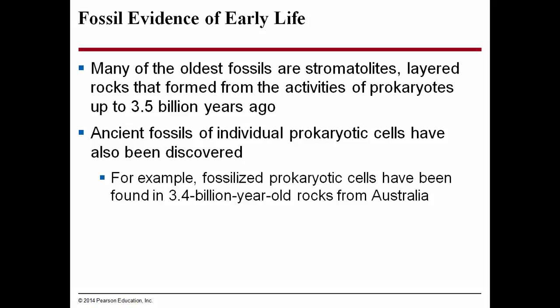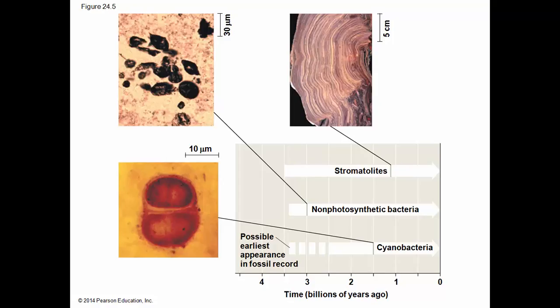Ancient fossils of individual prokaryotic cells have also been discovered. For example, fossilized prokaryotic cells have been found in 3.4 billion year old rocks from Australia. So those are ancient fossils. Okay, here are some of the oldest stromatolites dating back to 3.5 billion years old.